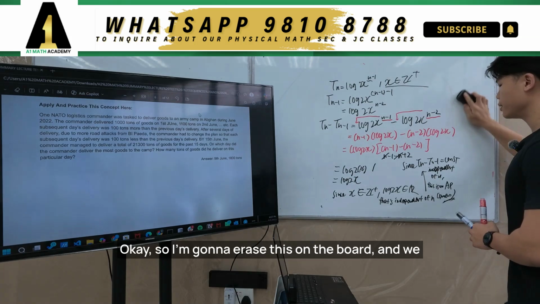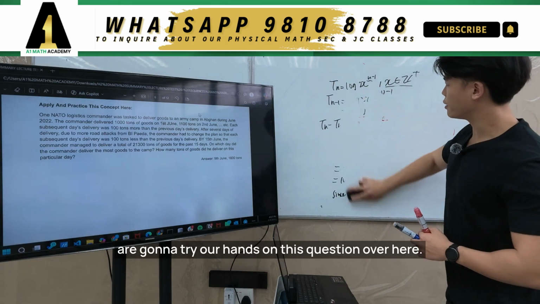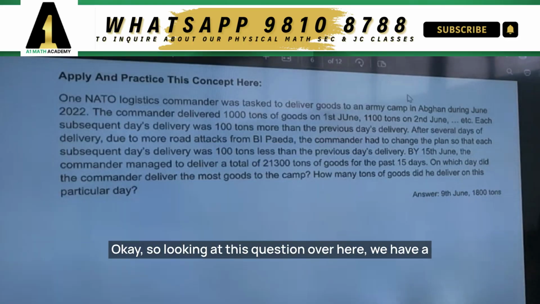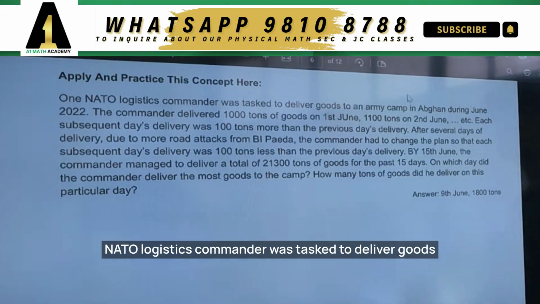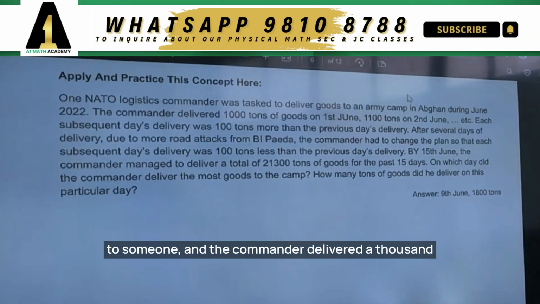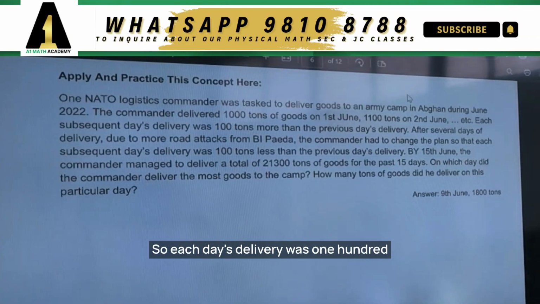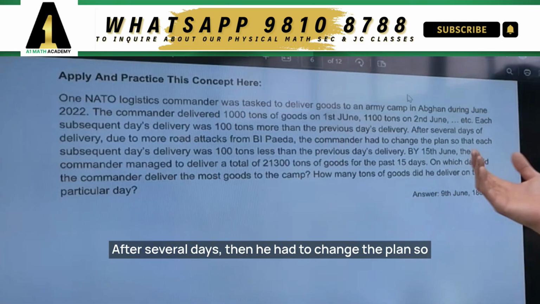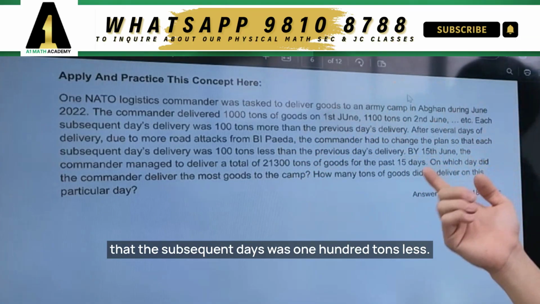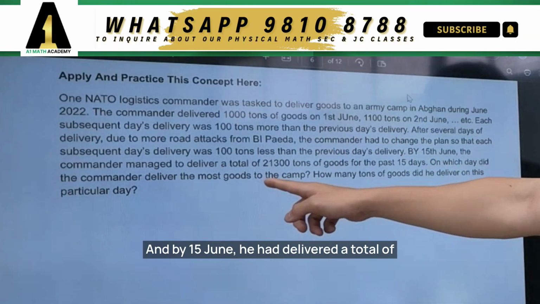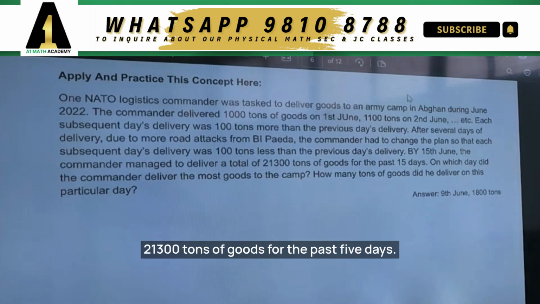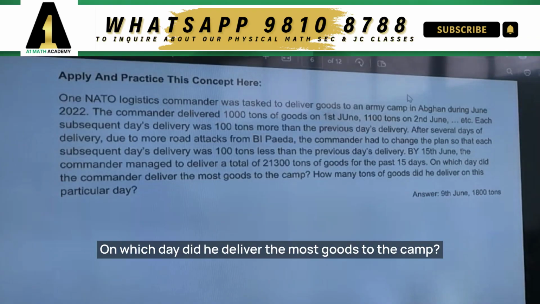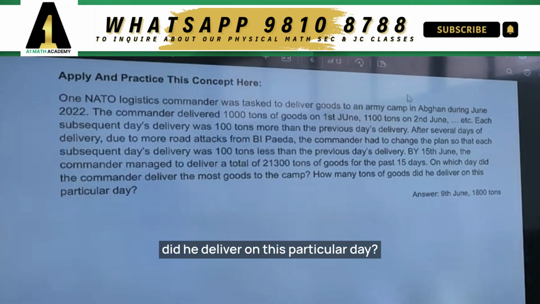Okay, so I'm going to erase this on the board, and we're going to try our hands on this question over here. We have a NATO logistics commander who was tasked to deliver goods to someone, and the commander delivered 1,000 tons of goods on the 1st June, then 1,100 on the next day, and so on and so forth. Each day's delivery was 100 tons more than the day before. After several days, he had to change the plan so that the subsequent days were 100 tons less. And by 15 June, he had delivered a total of 21300 tons of goods for the past 5 days. On which day did he deliver the most goods to the camp, and how many tons of goods did he deliver on this particular day?